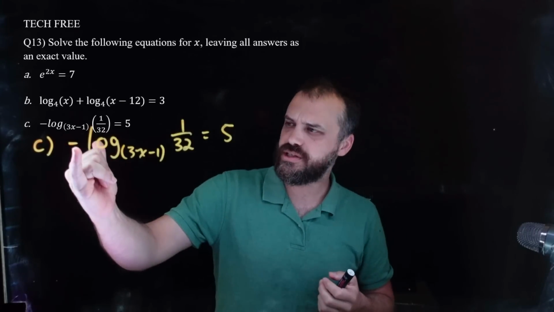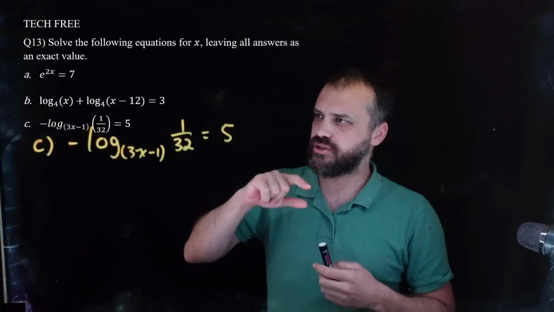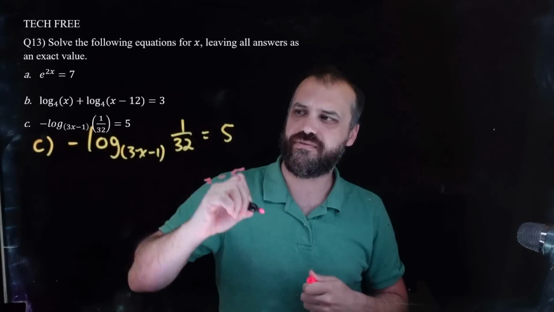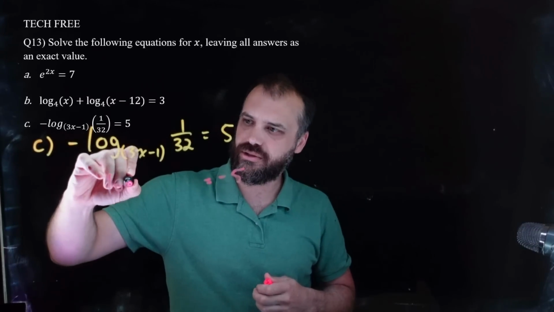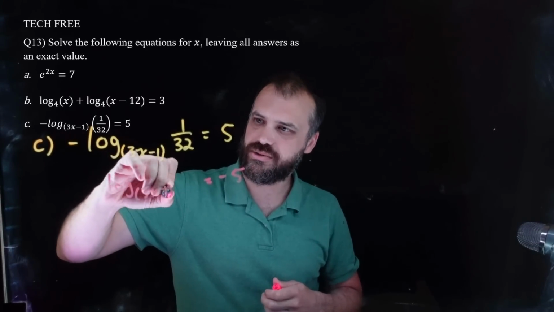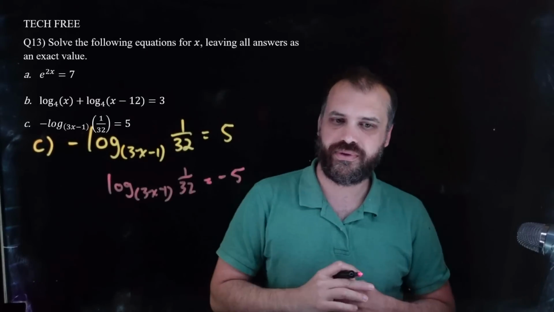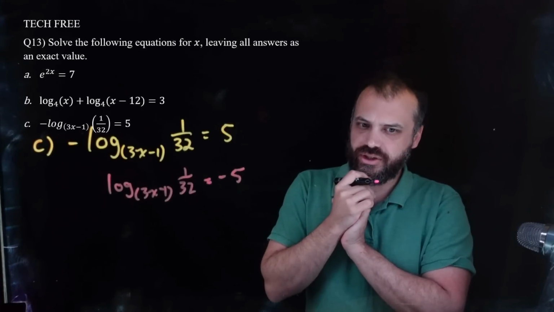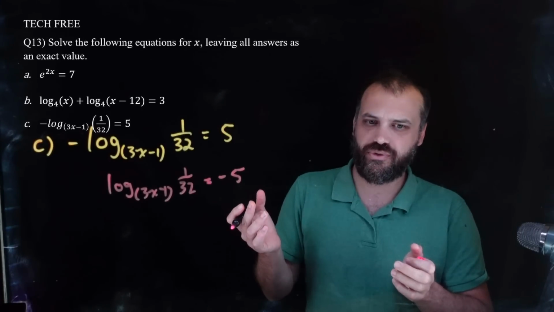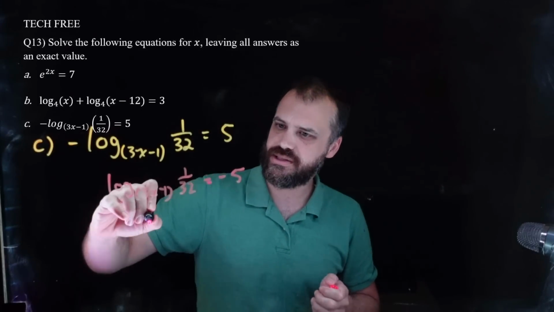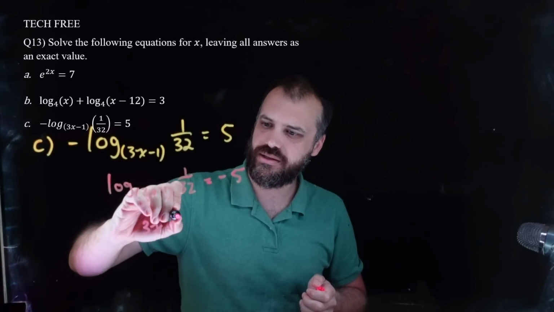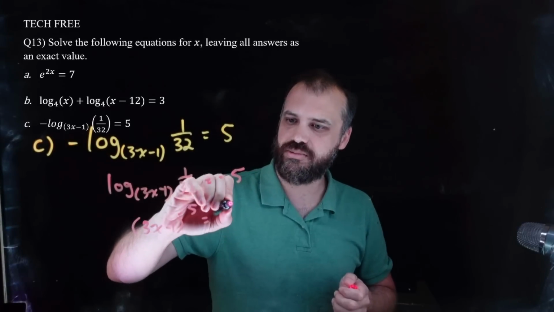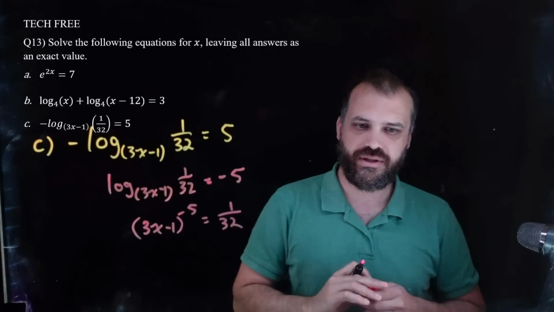All right, I've got this negative out the front, so I could multiply both sides by -1. So that's going to give me -5 here. And that's going to give me log base (3x minus 1) of 1 over 32. All right, I've got this all now. I feel like I should just write it in exponential form, right? So that means that (3x minus 1) to the power of -5 needs to be equal to 1 over 32.